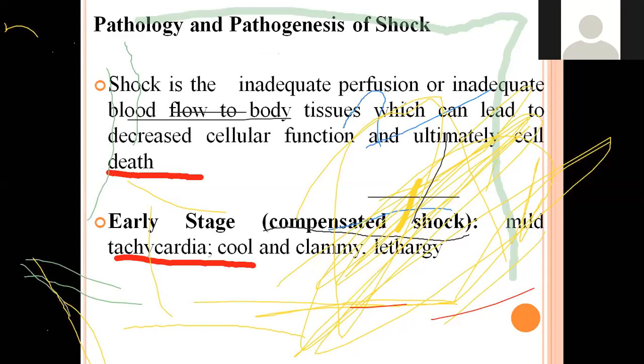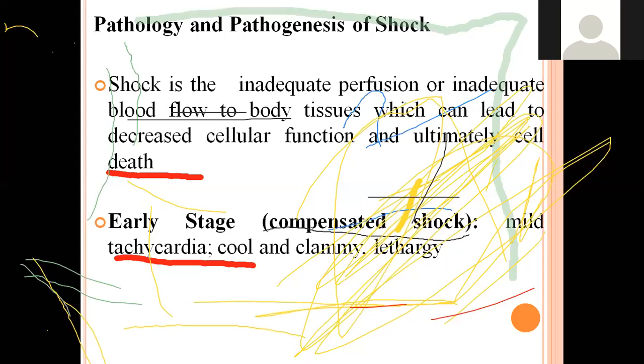So moving on now, we want to quickly discuss shock, which is the last study session we discussed. We'll be looking at the pathology and pathogenesis of shock. Shock is inadequate perfusion, or inadequate blood flow, to body tissues, which can lead to decreased cellular function and ultimately cell death.